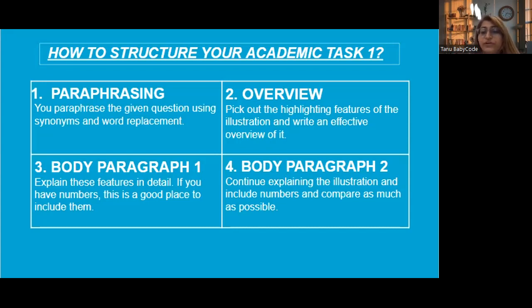Second is the overview, where you write about your highlighted key features, you illustrate and talk about the main trends. Body para 1, talk about the features in detail. You have to write the numbers here because you can't write numbers in the overview part. Fourth one is body para 2. Once you have written your features in body para 1, you have to write the continuation of those features in body paragraph 2. I'll teach you in detail when we talk about Task 1, but today we are only focusing on the vocabulary part.